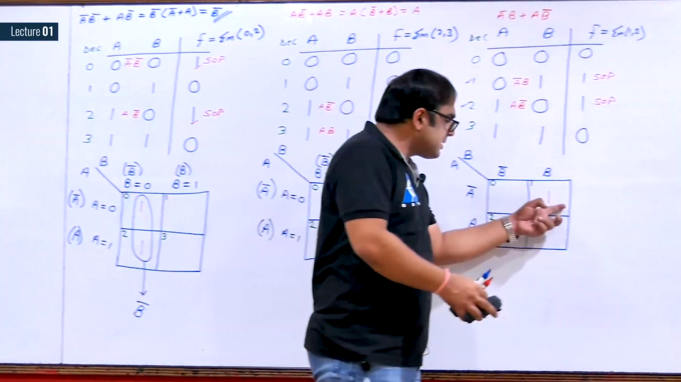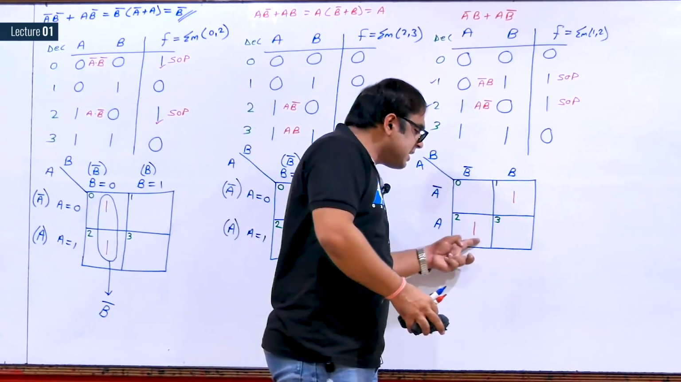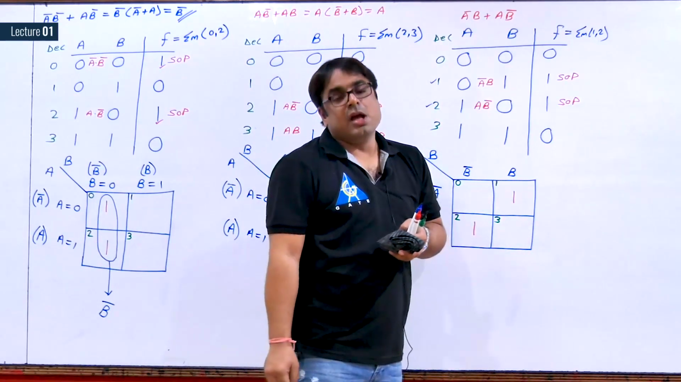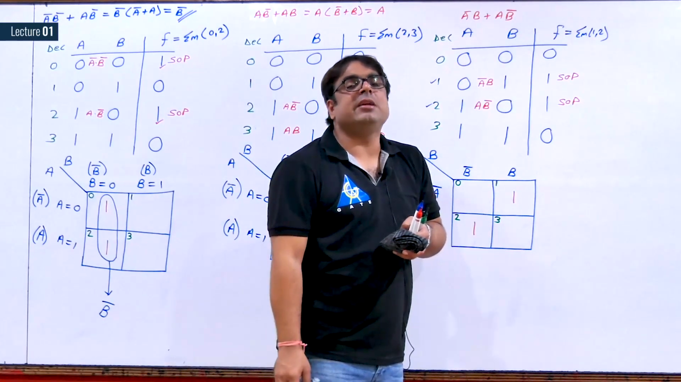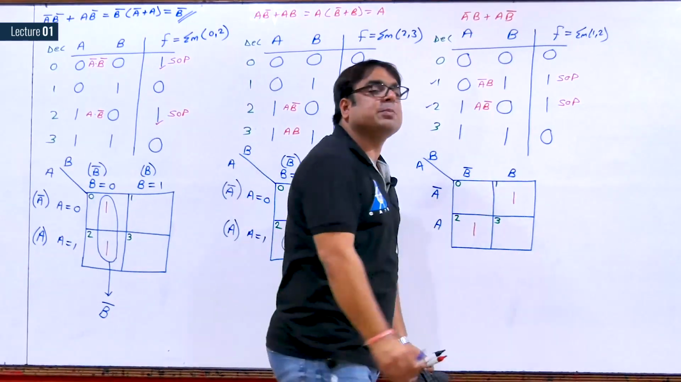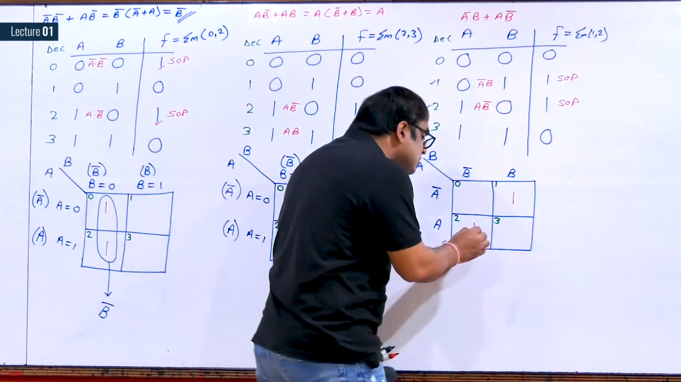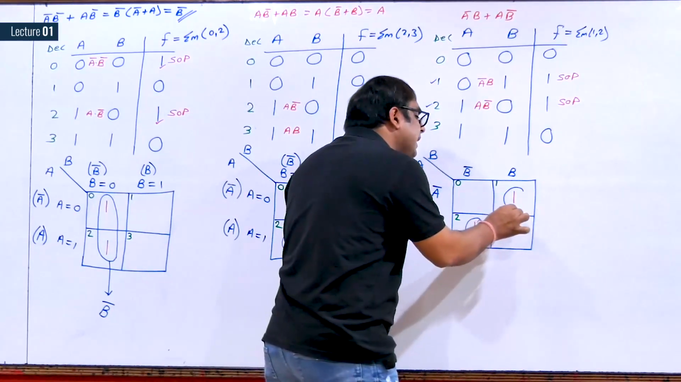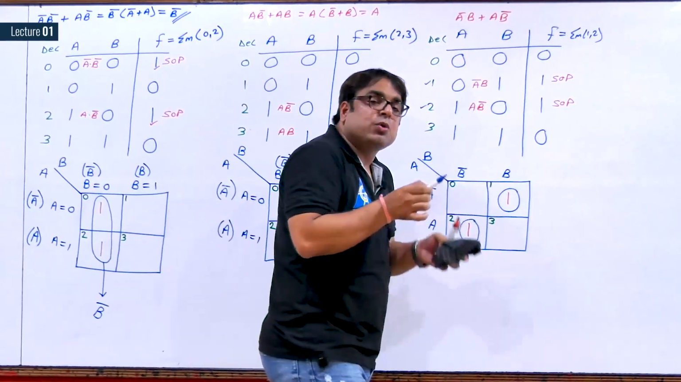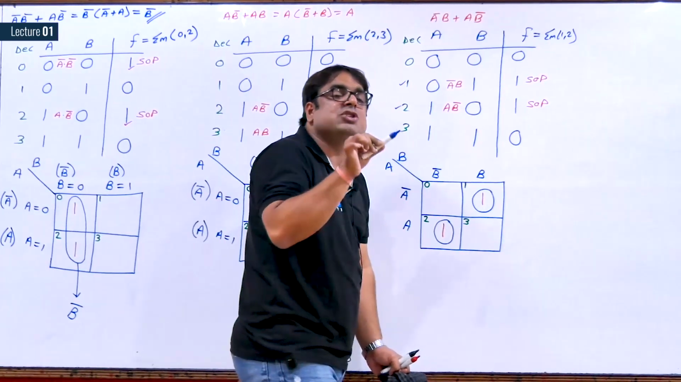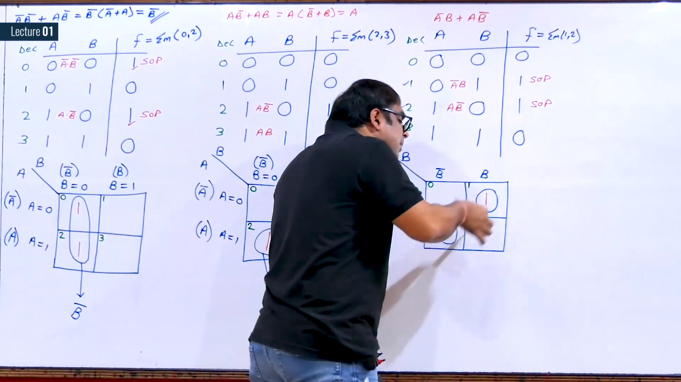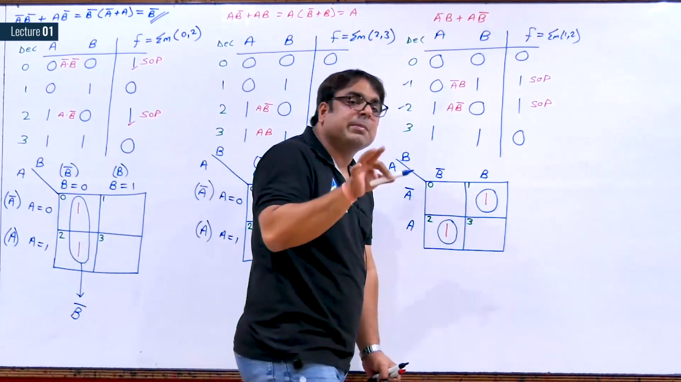Now see here, this is diagonal. You cannot group diagonal elements. You cannot form a diagonal group, meaning this grouping is not possible. If you cannot make them a common group, you have to mark them individually.